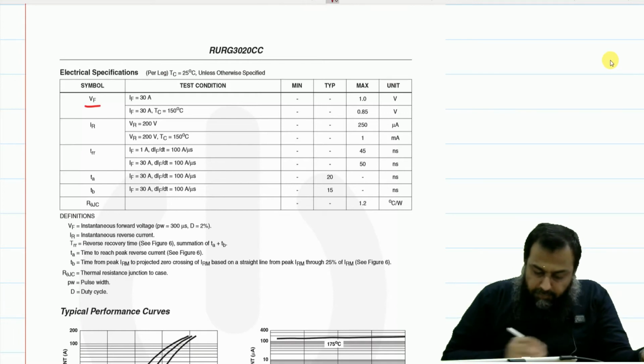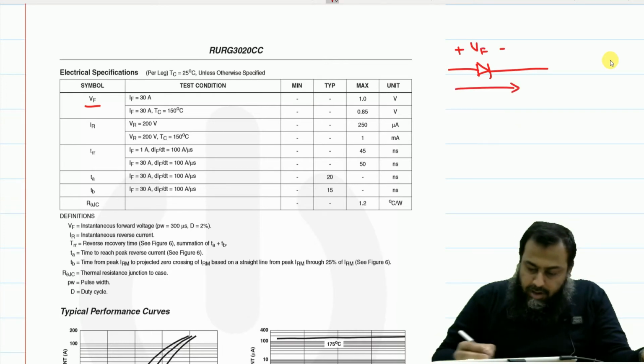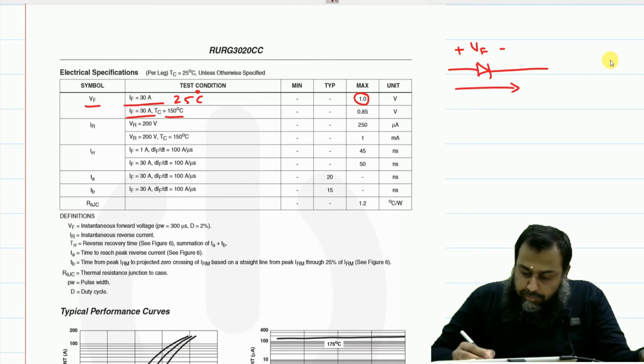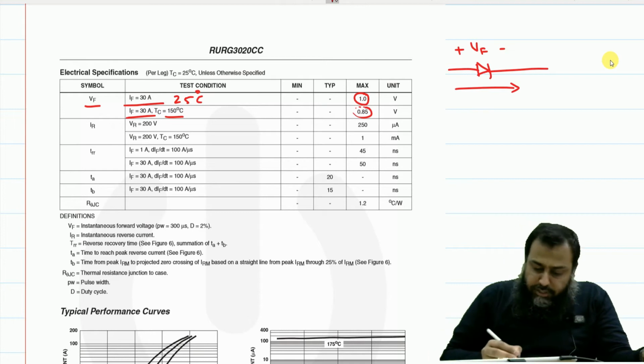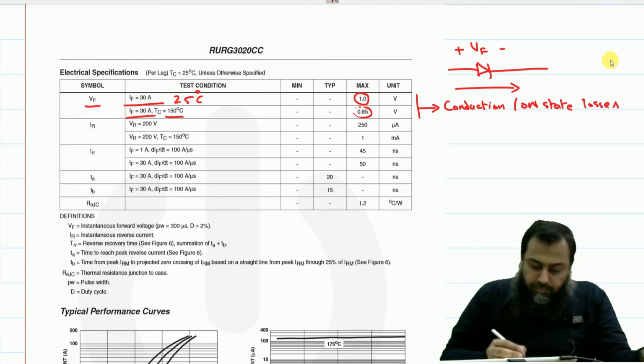For example, it says that Vf, which is the drop across a diode when it is conducting, is typically 1 volt when we have a temperature equal to 25 degrees centigrade. At 150 degrees centigrade with the same amount of current flowing through the diode, the maximum drop is 0.85 volt. Using this particular information, one can find out what are the conduction losses or the on-state losses of this diode. So for instance, for this VF of 1 volt and with a forward current of 30 ampere, the on-state losses is equal to 30 watt.